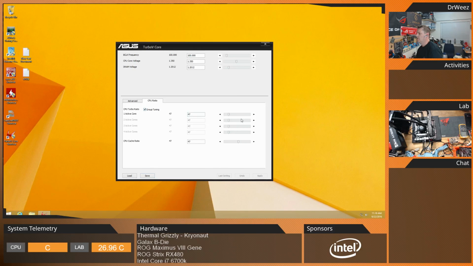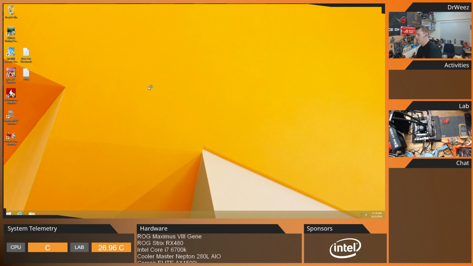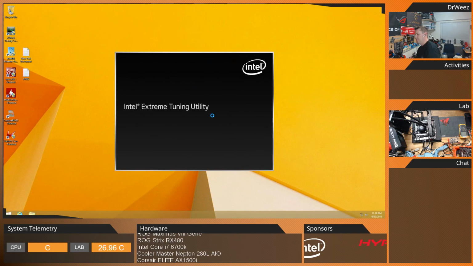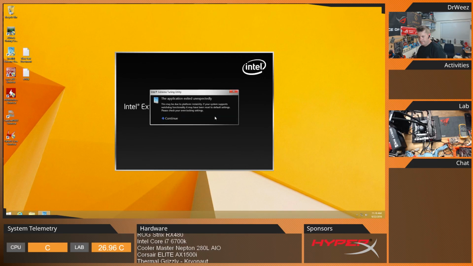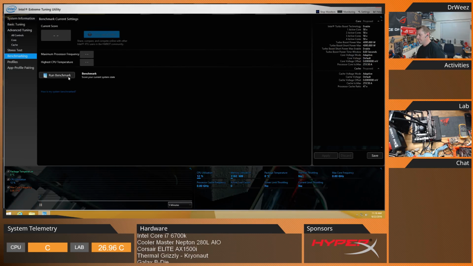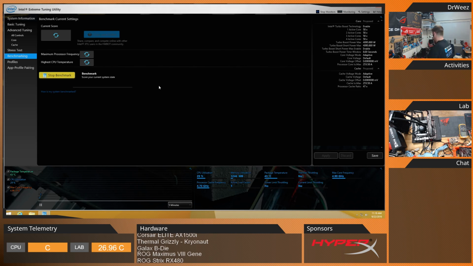Okay, so we'll leave that at 47. We'll go try 50 now at 1.4 volts. Okay, so that didn't run. So it's not a voltage, it's not a temperature issue. It's just a processor issue.